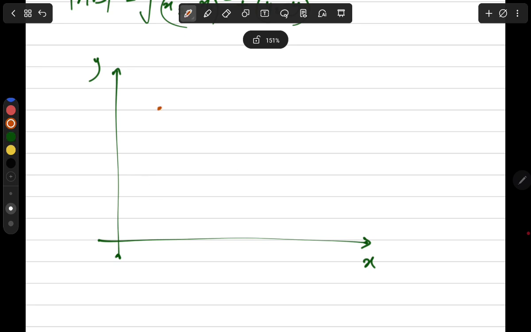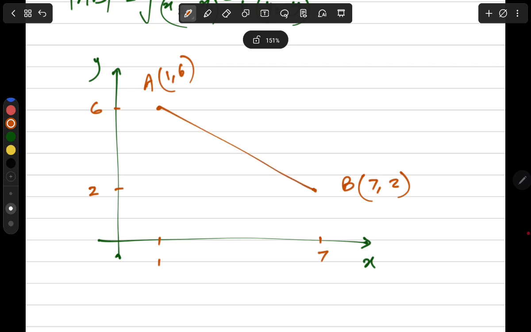Let's say there's a point right here which is 1 comma 6. Let me call this A, which is 1 comma 6, and B is 7 comma 2. Now, in order for us to find out this distance, this is pretty easy, right? How do we do it?